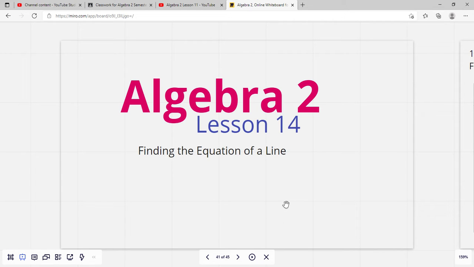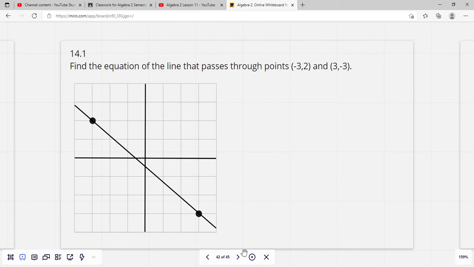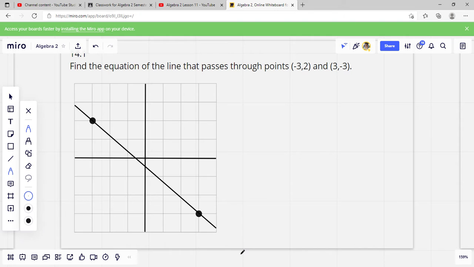Everybody, this is Algebra 2, Lesson 14, and this lesson is about finding the equation of a line. Alright, so this problem first asks us to find the equation of the line that passes through points (-3, 2) and (3, -3). Now, if we graph that line, we would see that this is (-3, 2), right? Because for our x, we went backwards 3, and our y is positive, we went up 2. And the other point is (3, -3).